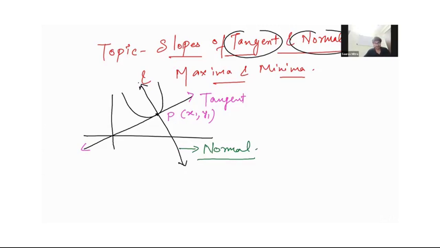Now the tangent is making an angle of xi with the coordinate axis, the x-axis. So let's start. We will see what the slope of a tangent is, then we will discuss the slope of a normal. So first, the slope of a tangent.